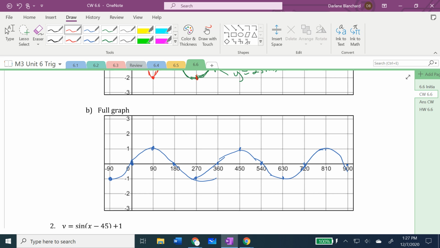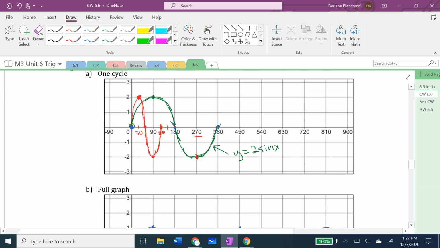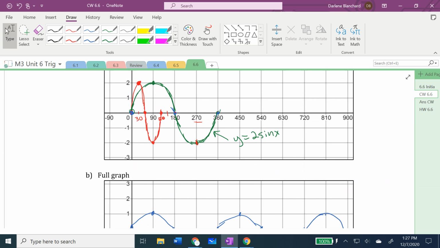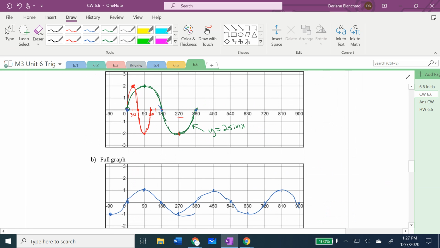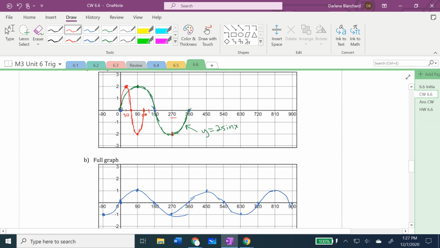Then you want to get the pattern going for the final graph, which you see in red here. So what you can do is draw one cycle. And let's see, a third of the way through, a third of the way through, all the way, and then a third through.